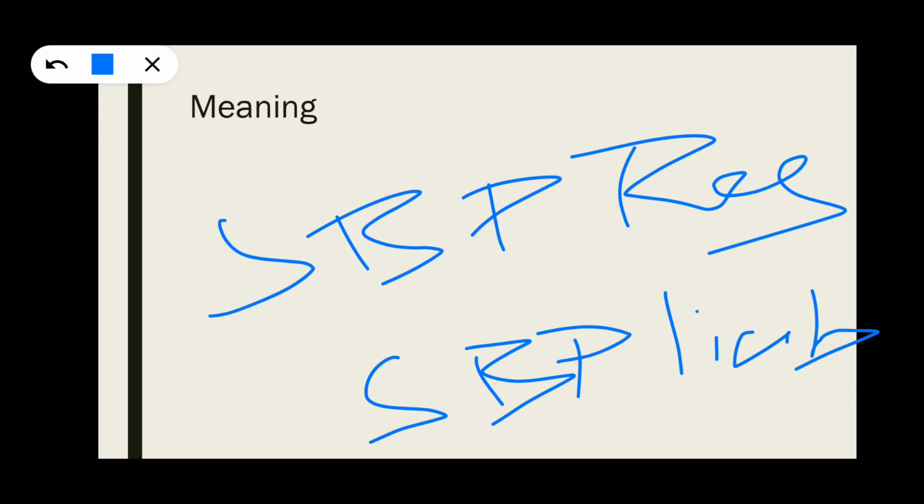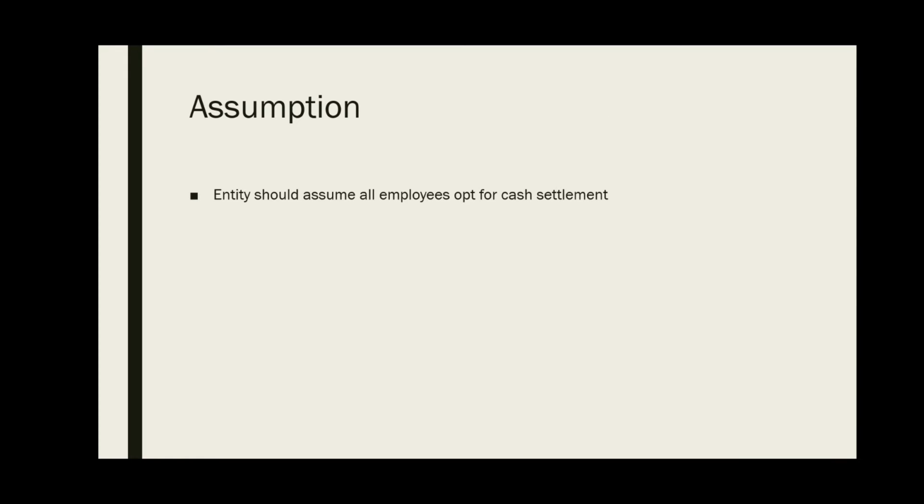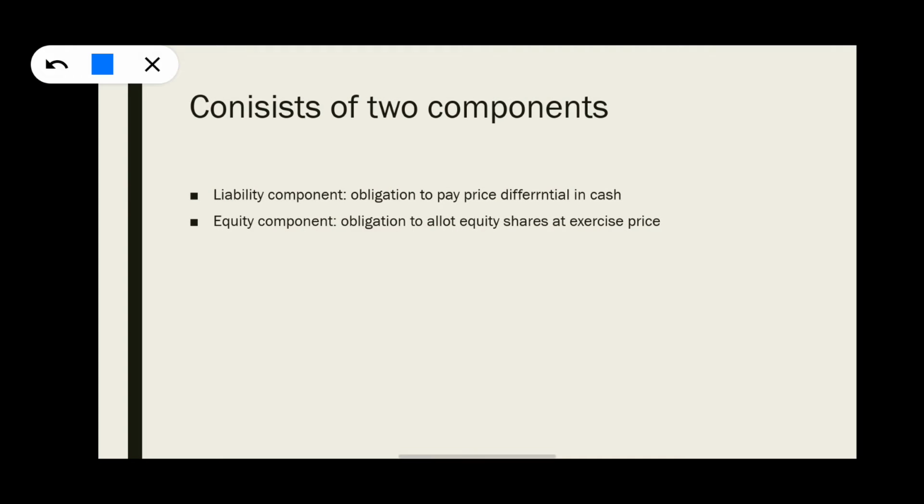So what is the accounting treatment for this? Usually it consists of a liability component and an equity component. What is the meaning of liability component? It is nothing but stock appreciation right, and the equity component is nothing but equity settled SBP. So one assumption we have to take. That is, first we have to recognize the total stock appreciation right. That is, we have to assume that all employees will exercise the stock appreciation right, and the difference amount will be recognized as equity.